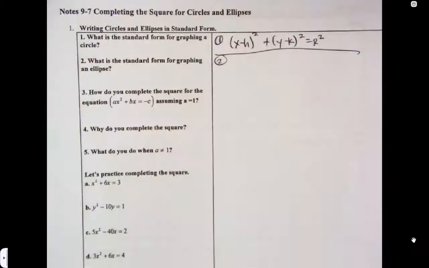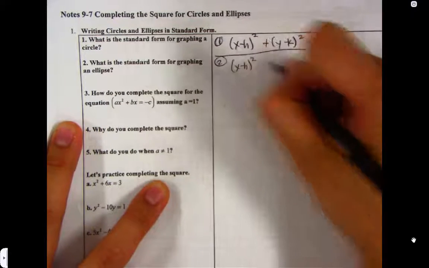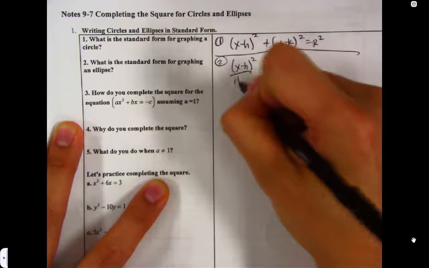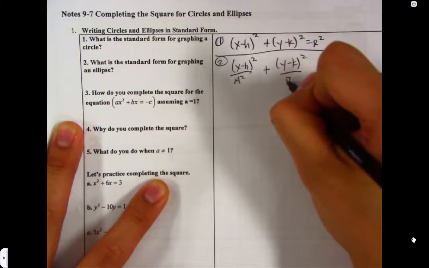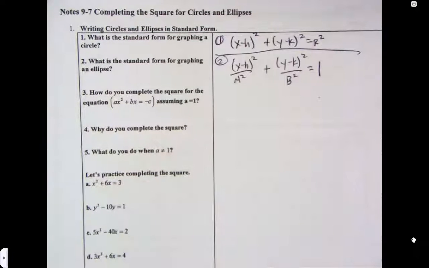Okay, two, what is the standard form for graphing an ellipse? You have x minus h squared over a squared, plus, in the middle, y minus k squared over b squared, and it's equal to 1. When you write the equation, it's equal to 1, right? And notice there's a plus in the middle.